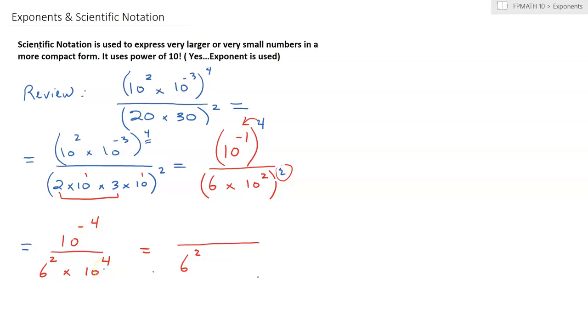I'm going to put in a side note here. 10 to the negative 4 divided by 10 to the 4. Because this is division, you have to subtract the exponents when having the same base. So that would be negative 4 minus 4, and the final answer would be 10 to the negative 8. And 10 to the negative 8 actually stays on top. So that would be 10 to the negative 8.